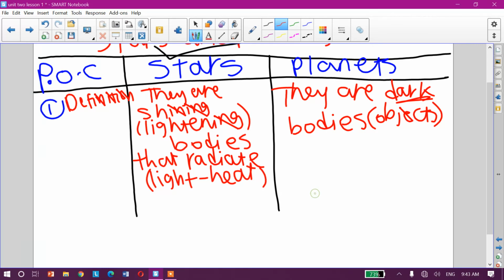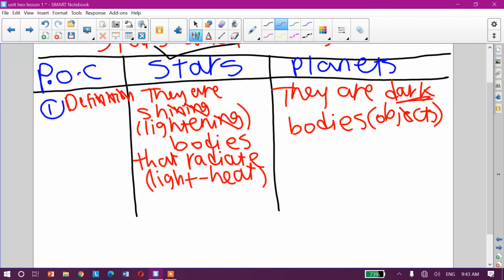Jupiter has 62. Saturn has 60. Uranus has 27. Neptune has 13. So, number of moons differ according to each planet. But we have only 8 planets in our solar system, which are Mercury, Venus, Earth, Mars, Jupiter, Saturn, Uranus, Neptune.